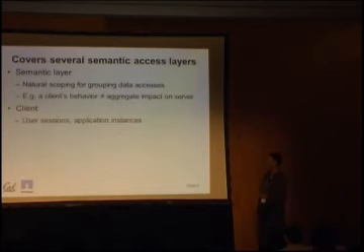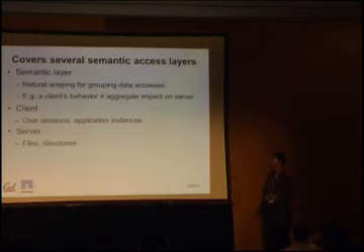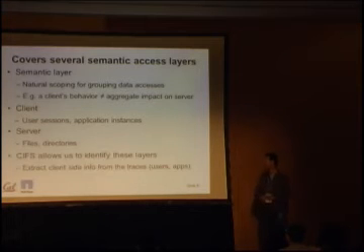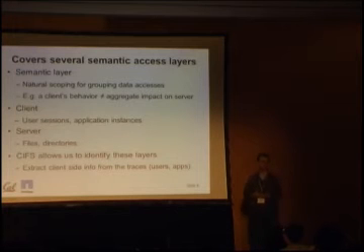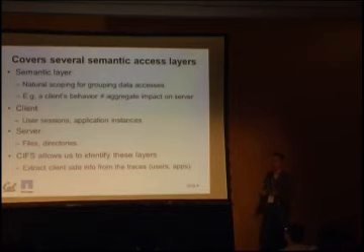Now, at the clients, we look at user sessions and application instances. So these are client-side, natural design, semantic scopings. At the server side, this should be more familiar, files and directories. The reason we can do this kind of analysis is in part because of the CIFS protocol. The CIFS protocol contains information that allows us to identify these layers. So things like user ID, process ID, tree ID, file ID, they're all in the protocol trace we have.